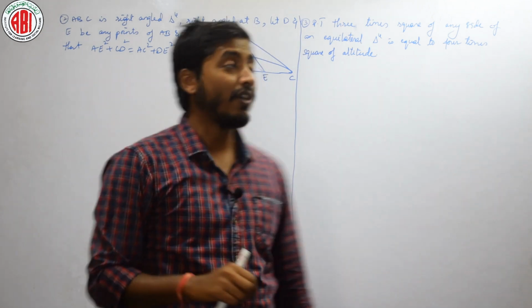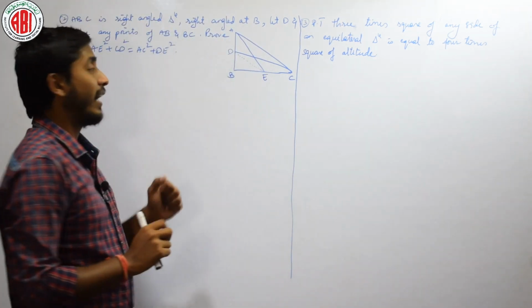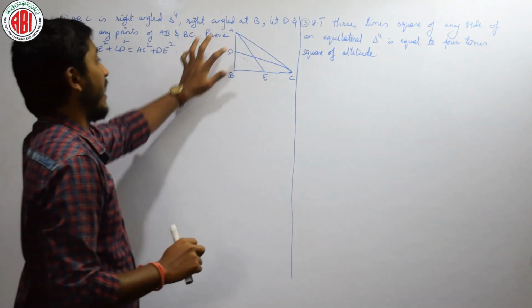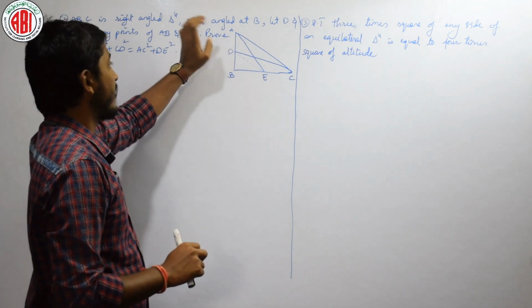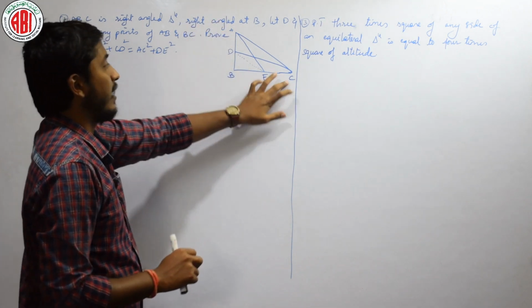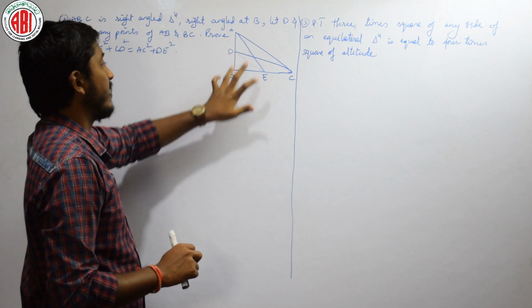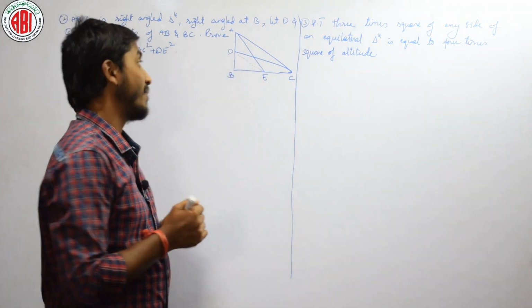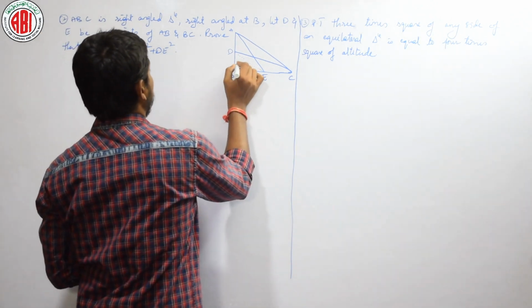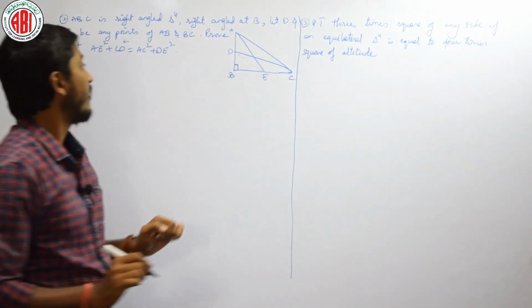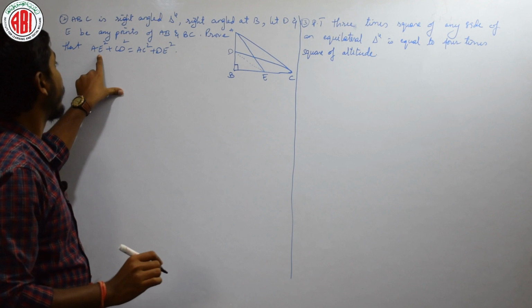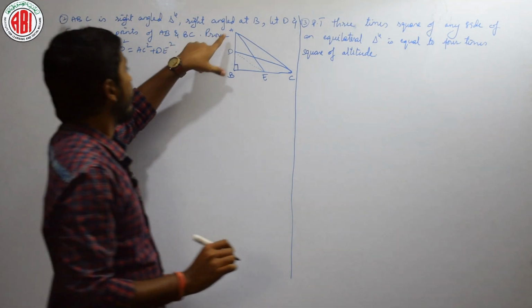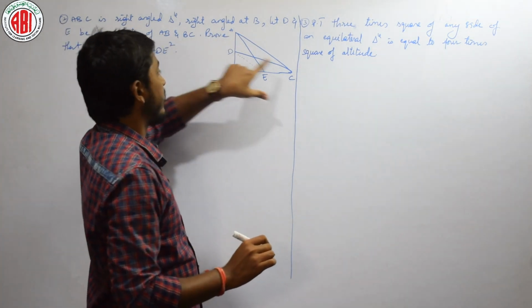First of all, you have to observe how many right angle triangles there are. One is ABE, one is ABC, one more is DBC and one more is DBE. These many right angle triangles are there. First, let us consider the left hand side, AE and CD. This is AE and this is CD.